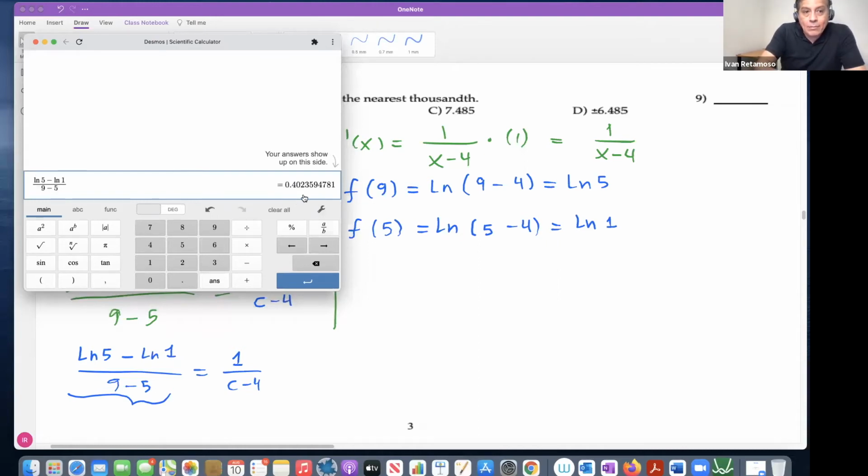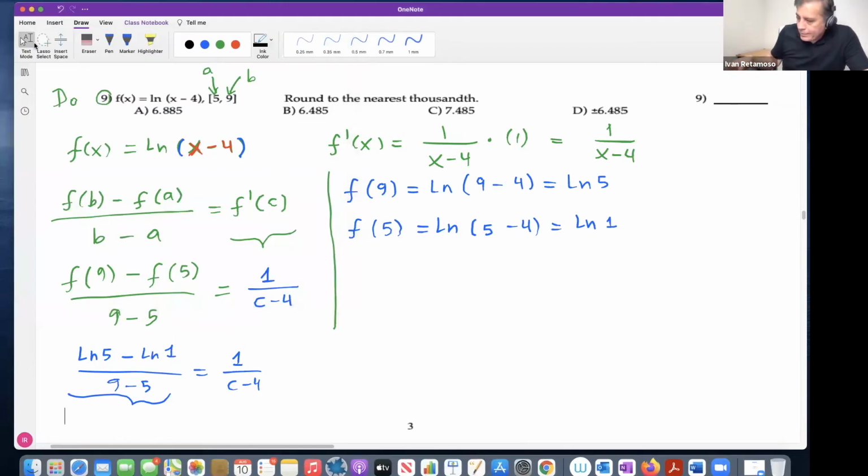I get 0.40235. I'm going to round it to 3 decimal places. 0.402 should be this number rounded to 3 decimal places, right? Yes, write it up. So that goes here, 0.402. This is equal to this.